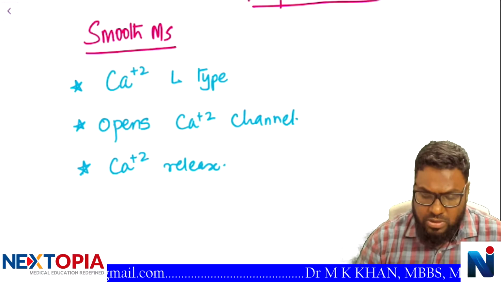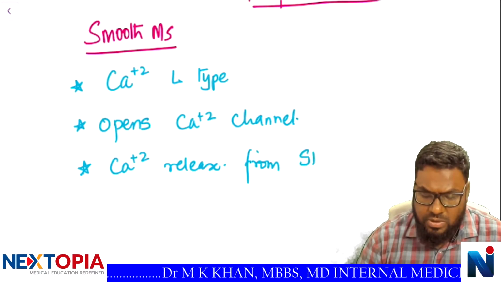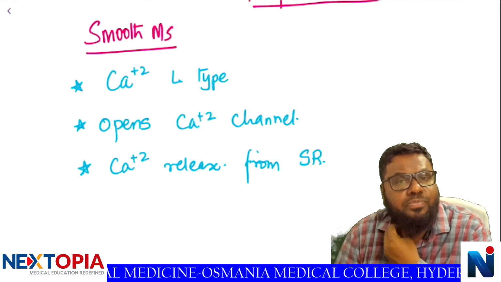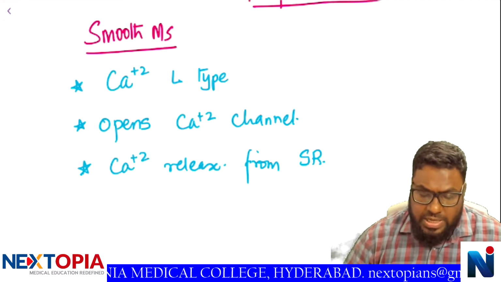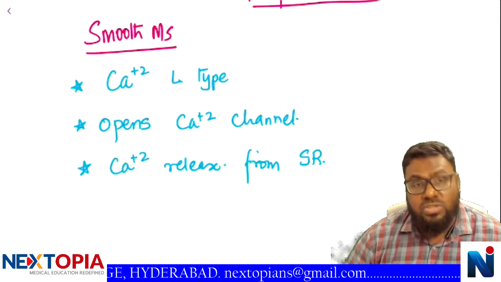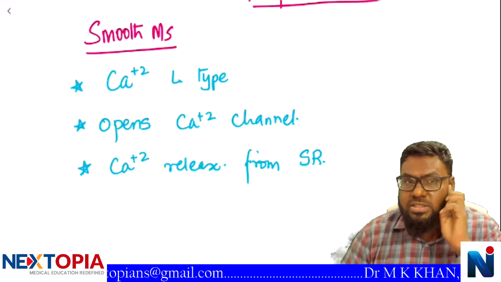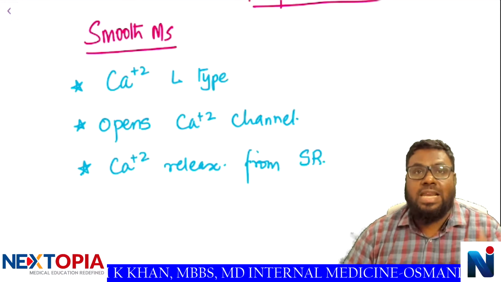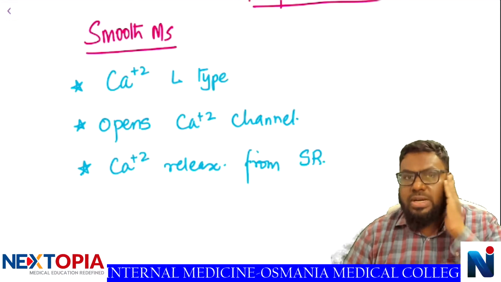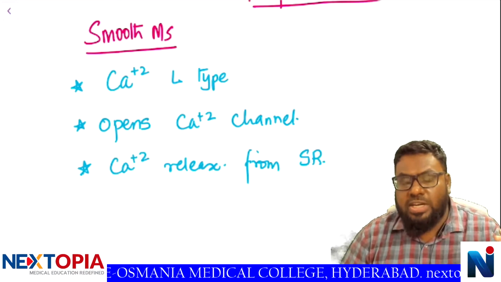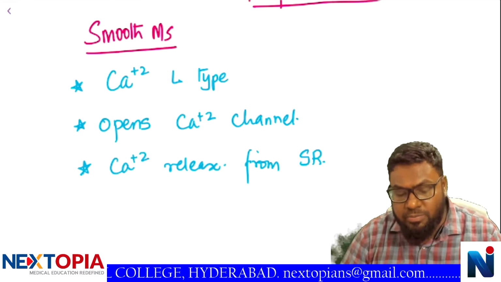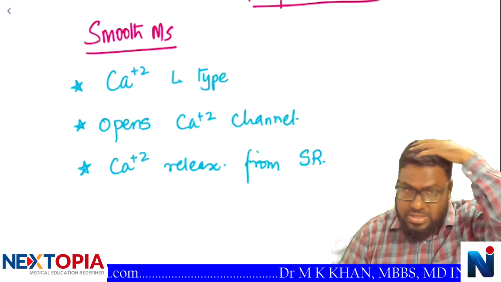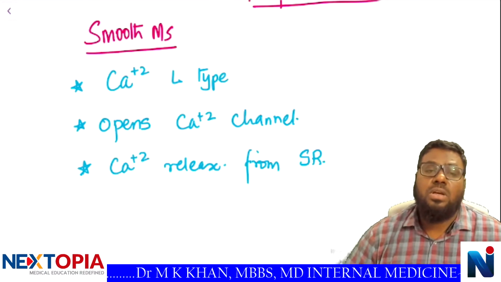From where? From the sarcoplasmic reticulum. So here there is calcium induced release of calcium. A small amount of calcium comes in and stimulates the release of more calcium. This is an important property of smooth muscle, different from skeletal muscle. In skeletal muscle, the action potential of the T tubules was causing the release of calcium. But here a small amount of calcium comes and opens up the channel, and because of this, calcium is released from the sarcoplasmic reticulum.